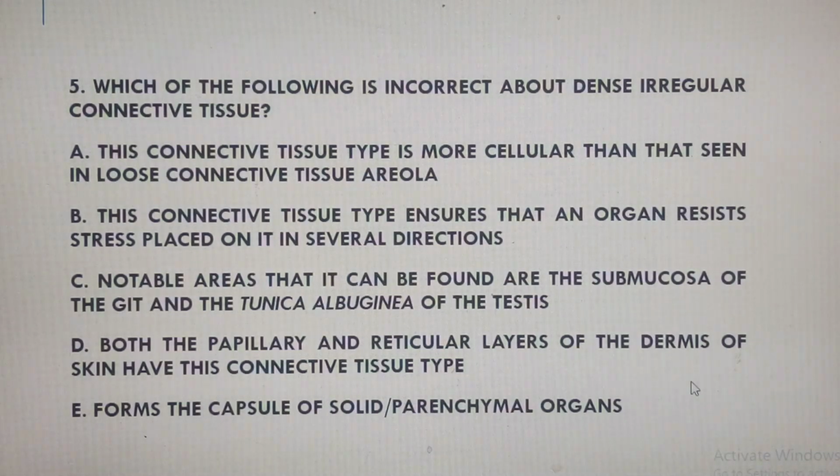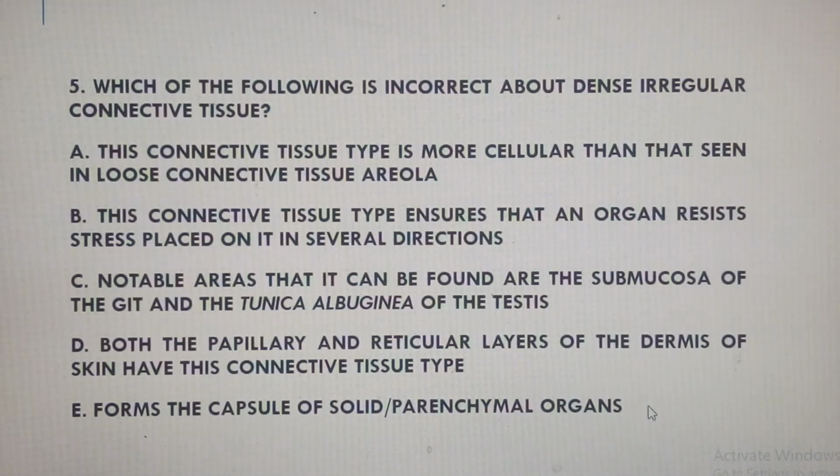Now let's go to option D. Option D says both the papillary and reticular layers of the dermis of the skin have this connective tissue type. This is a wrong statement because the papillary layer is made up of loose connective tissue, that's areolar. But the reticular layer is made up of dense irregular collagenous connective tissue, which is consistent with this one. By bringing in the papillary layer as well, that makes the statement false. So in this question, there are two answers, which are both statements that are correct. That's option D, and then of course option A.